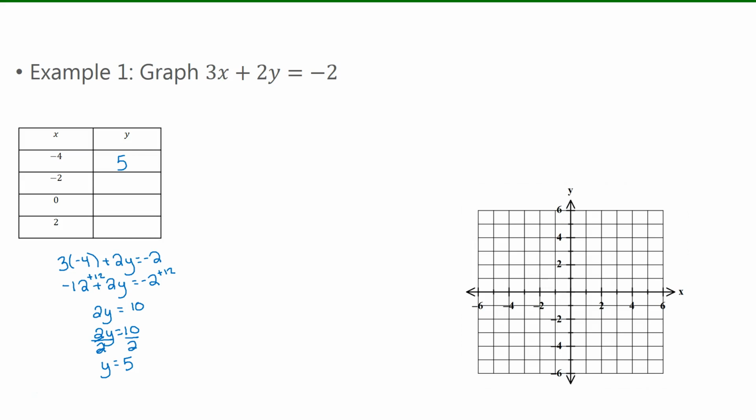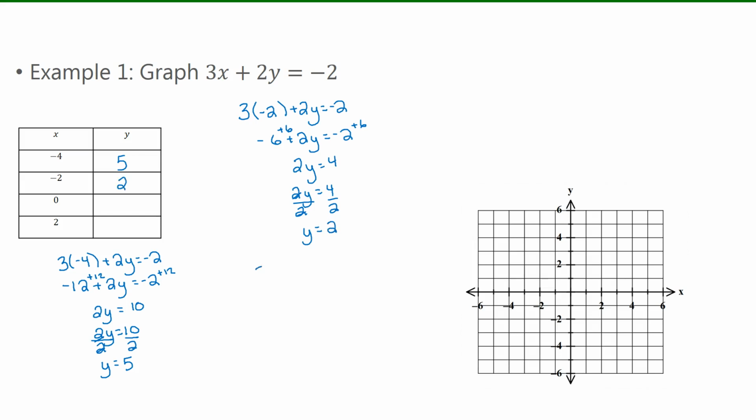Now I'll go through that procedure again, this time replacing x with negative 2. So we get negative 6 plus 2y equals negative 2. So I'll add 6 to both sides this time. 2y equals 4. And then I'll divide both sides by 2. And that gives me y equals 2.